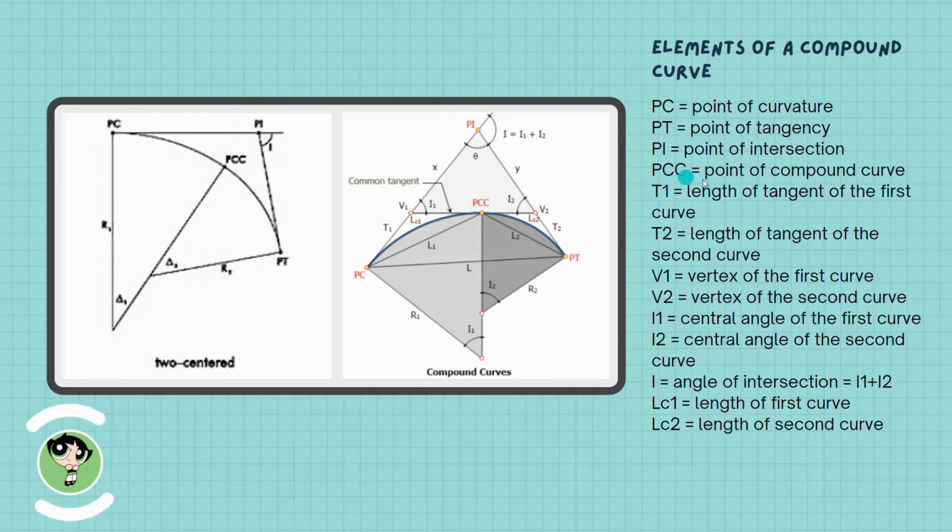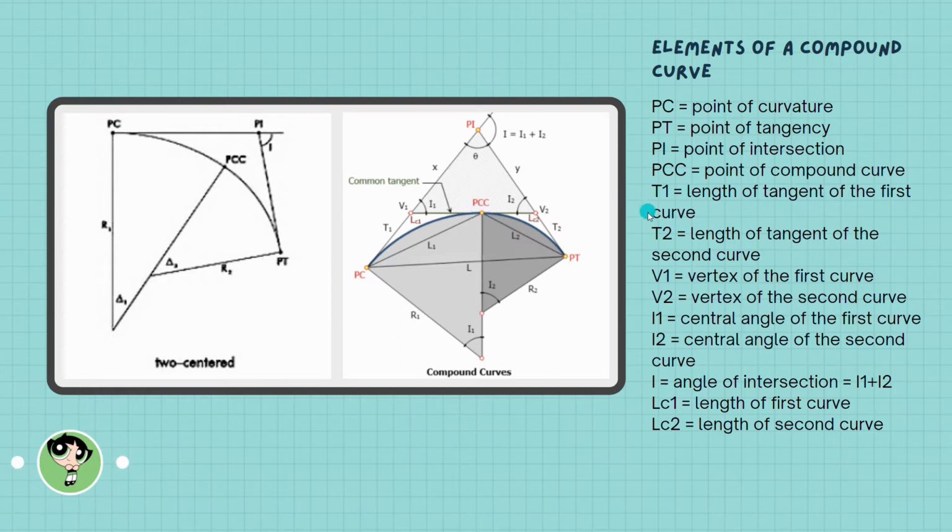Next is we have the PCC or the point of compound curve. It is the point where the two curves connect. So after our first curve, the second curve begins. Our PCC is right here, where the two curves meet.